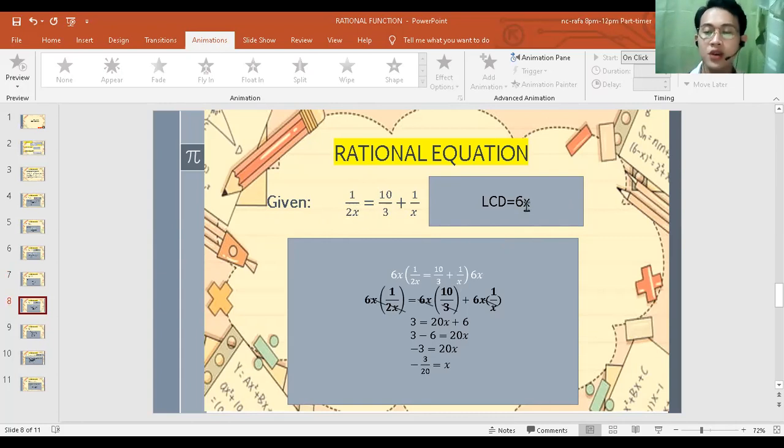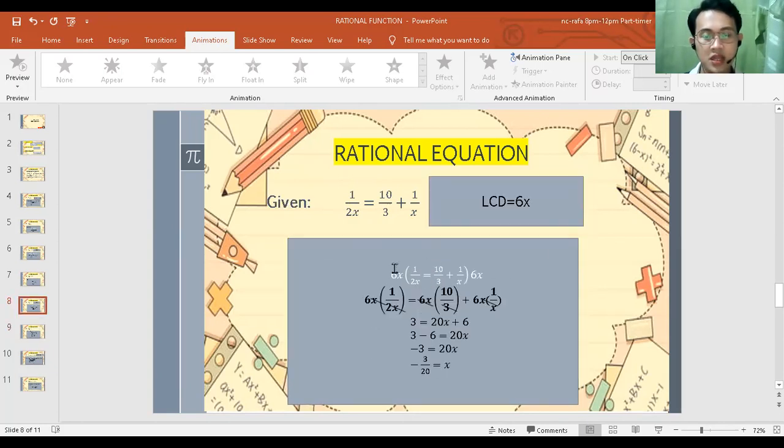Yes, as you can see, if you just simply try it, 6x divided by 2x, that's 3, right? 6x divided by 3, that's 2x. 6x divided by x, that's 6. Next, since you have the LCD, multiply our LCD to our whole equation, to the left side and then the right side also. So you can see it here in the white portion.